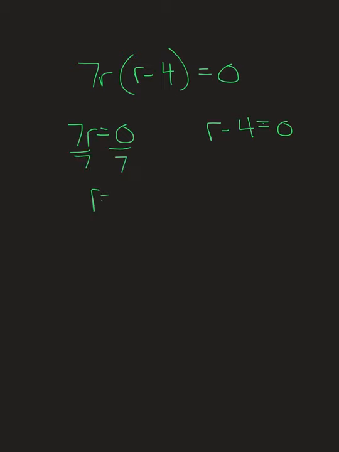What if we have a constant out front now? 7r, and we have r minus 4, and all that equals 0. We're going to do the same thing. We're going to say, when does 7r equal 0? When does r minus 4 equal 0? In this case, I divide by 7. I get r equals 0. There's one of my solutions. Over here, I add 4 to both sides, and I get r equals 4. There's my other solution. Not really much to this. You just got to take your time and solve it.